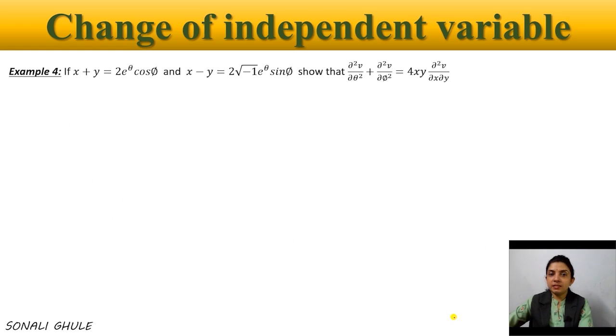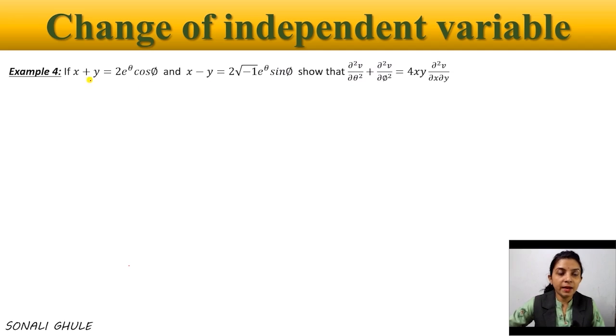Let's solve one more example of the same kind. Now see in this example what the given part is. x plus y is equal to 2 e to the power θ cos φ, and x minus y is equal to 2 root minus 1 e to the power θ sin φ. These are the given functions. But we have to find the derivative of v with respect to θ and with respect to φ.